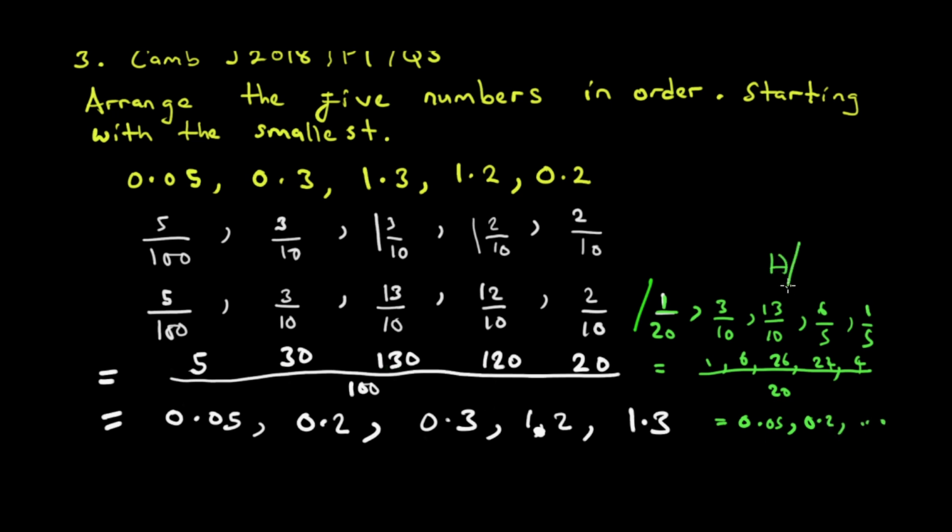You can do this as homework, it's the same thing. But the reason I prefer this method is that the common denominator of 100 comes out easily. But this is how we do it. Let us go to number 4.